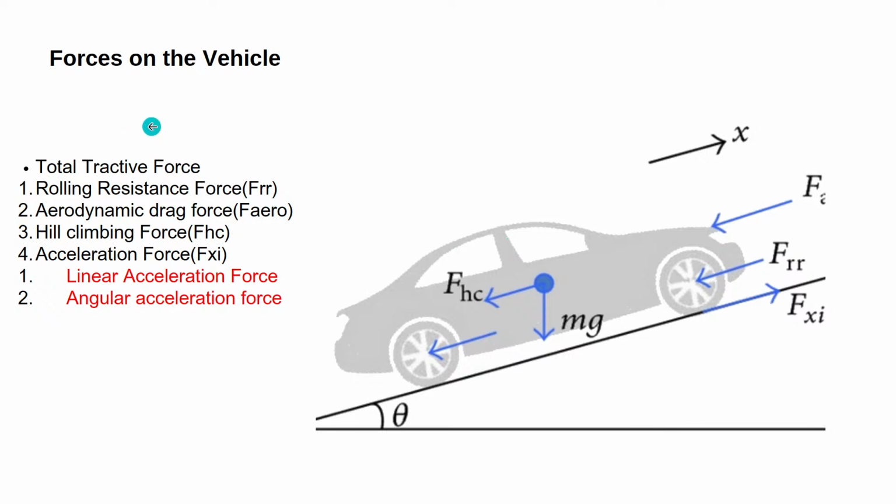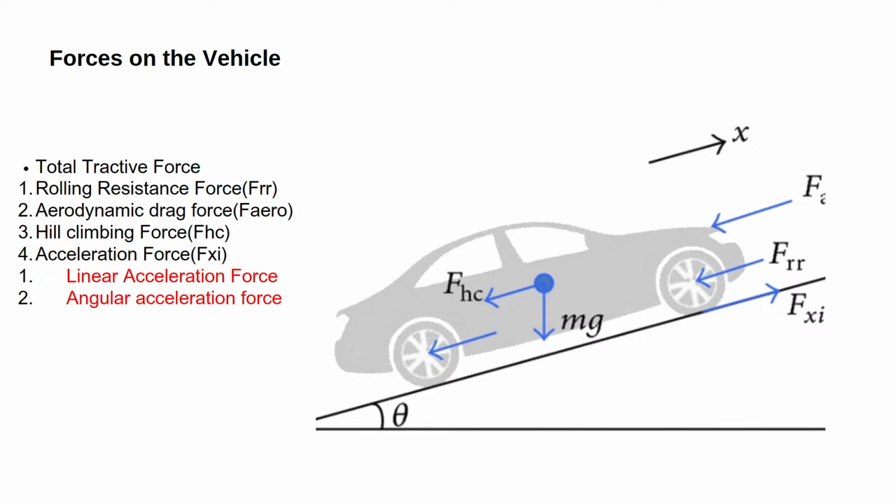So these are the forces that act on the vehicle. First one is the rolling resistance force. So what is a rolling resistance force? This rolling resistance force opposes the motion of the vehicle's wheels as they roll on the ground.